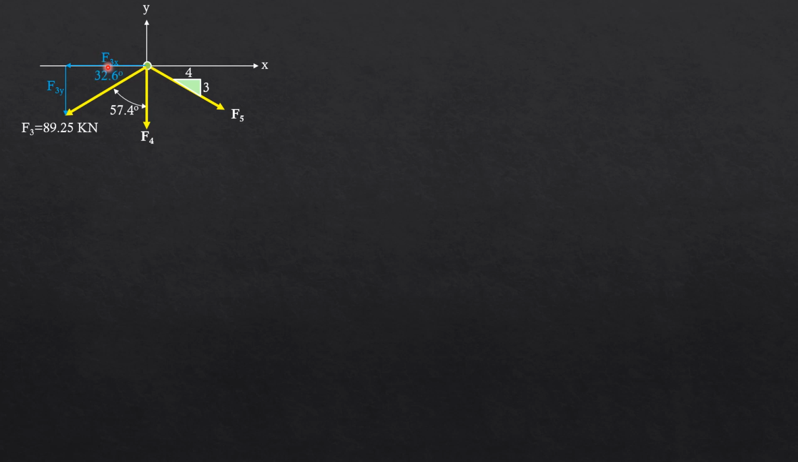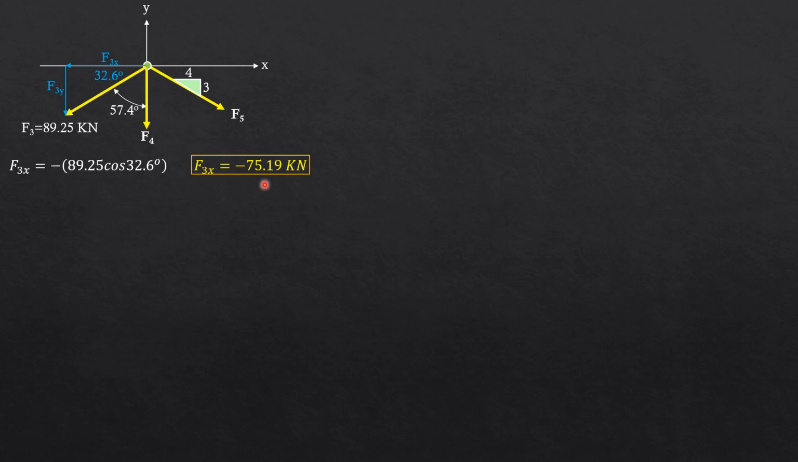So F3x is adjacent to this angle, so it is expected negative also. So it is negative 89.25 cosine of 32.6. That's F3x. And that's the first way. So negative 89.25 cosine of 32.6 degrees. So F3x is negative because the direction of the component is towards the negative direction.